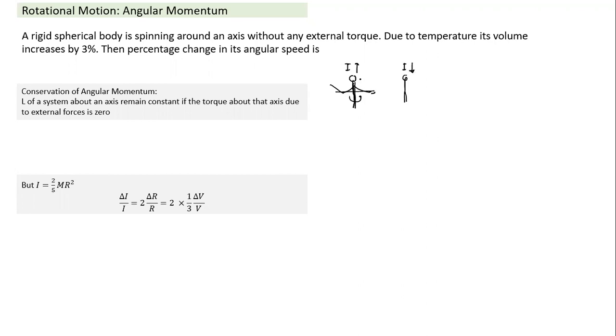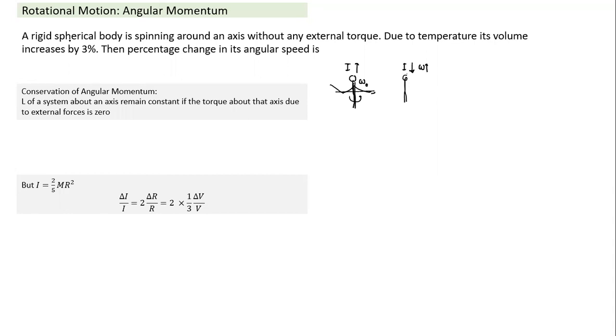When they're rotating with initial omega naught, the product of these two is constant. So when they bring their arms close to the body, I becomes less and omega increases. This is also an example of a rotating ballet dancer. It's conservation of angular momentum. Several things we can think of.